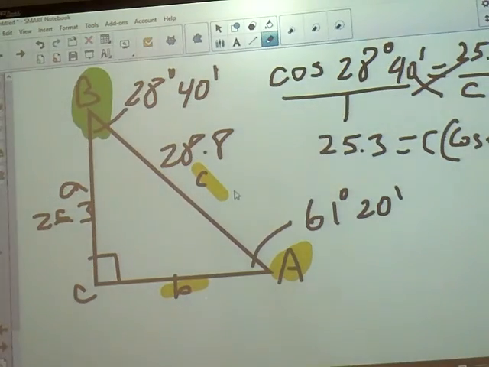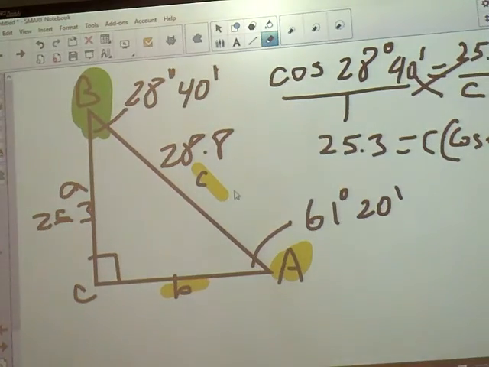You've got two sides now, so you could use the Pythagorean Theorem. But the only dilemma I would run into if I did that is what if I got my C wrong? And now I'm using it to find B. My B is going to be wrong also. So even though I'm real good at Pythagorean Theorem, I'm not as good at trig, and I could have got 28.8 wrong. So I'm not going to use that one now. I'm going to stick with my trig functions.